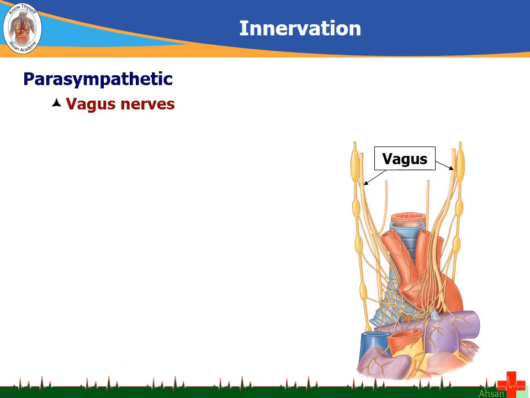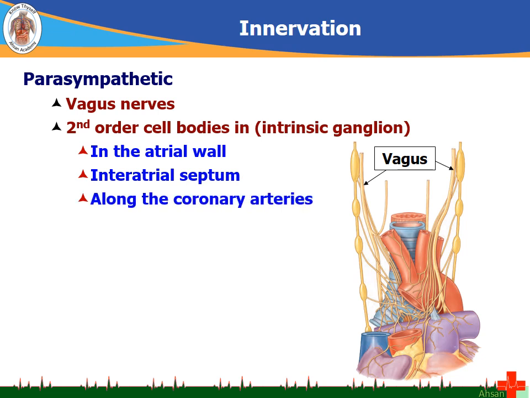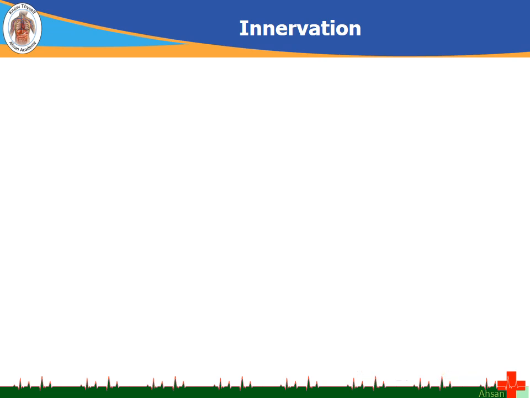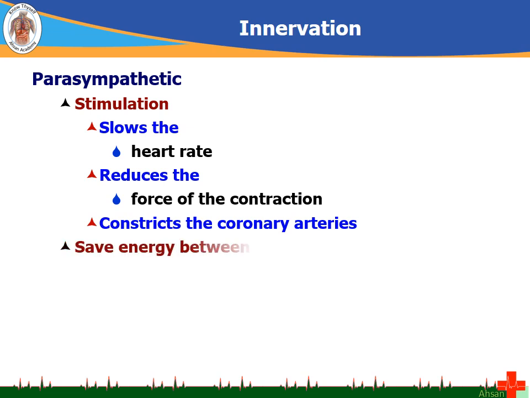Parasympathetic supply is through the vagus nerve. The second order neuron of this parasympathetic pathway is from the intrinsic ganglia present in the atrial wall or interatrial septum and distributed along the coronary arteries. Parasympathetic stimulation slows the heart rate, reduces the force of contraction, and constricts the coronary arteries. In this way, it saves energy between the periods of increased demand.